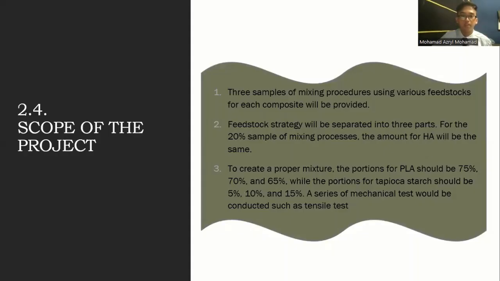Scope of the project. Number 1. 3 samples of the mixing process using various feedstock for each composite will be provided. Feedstock strategy will be separated into 3 parts. For the 20% sample of the mixing process, the amount of HA will be the same. To create a proper mixture, the portion of PLA should be 75%, 70%, and 65%, while the portion of tapioca starch should be 5%, 10%, and 15%. A series of mechanical tests will be conducted, such as tensile tests.